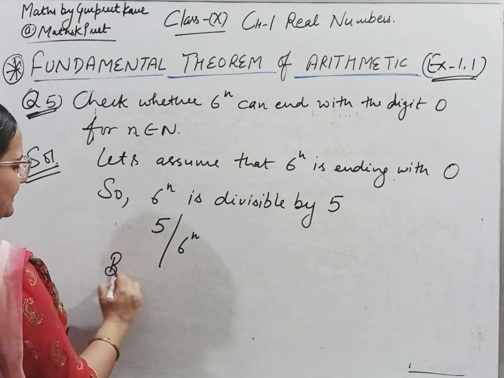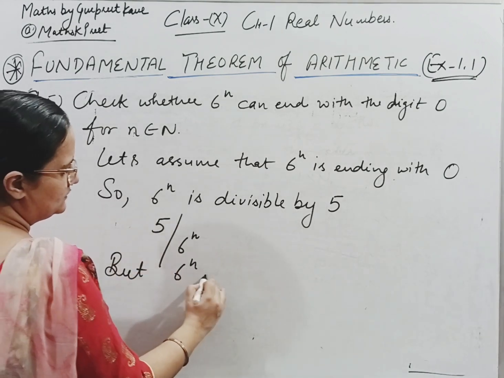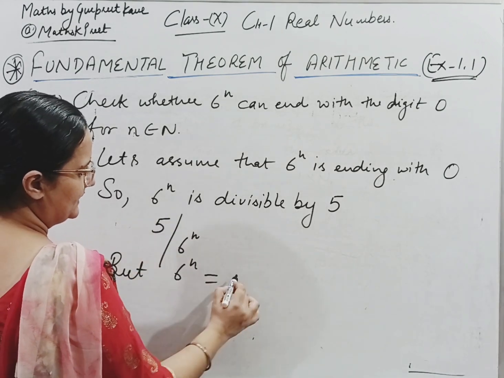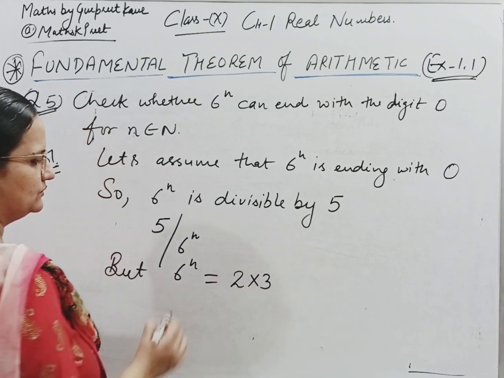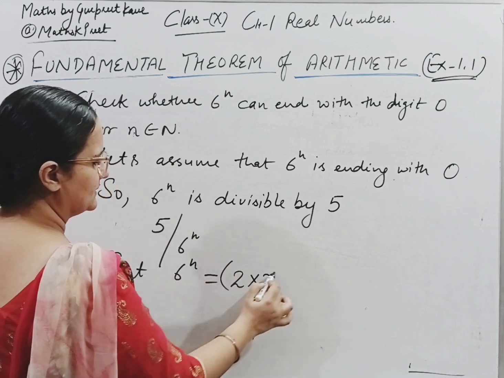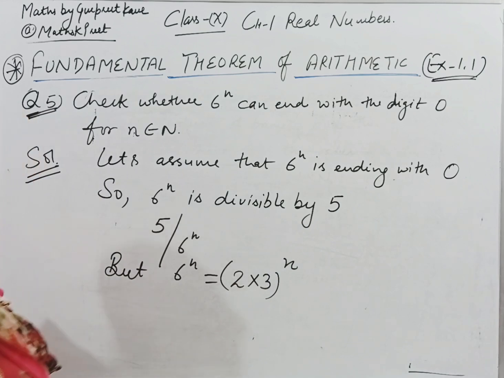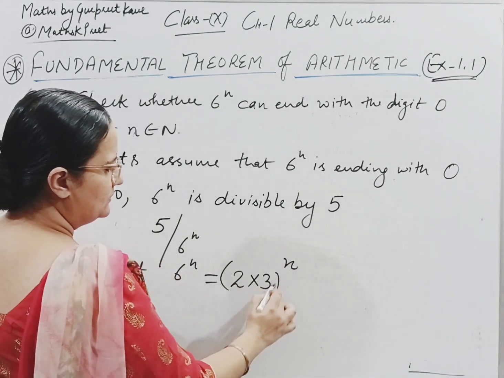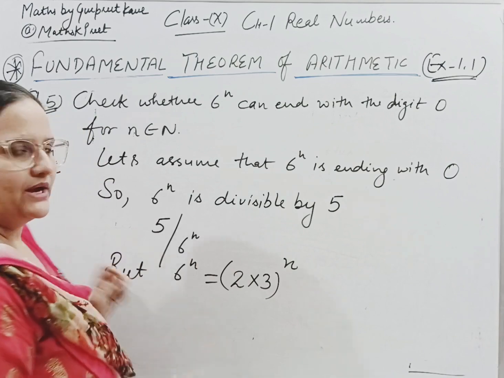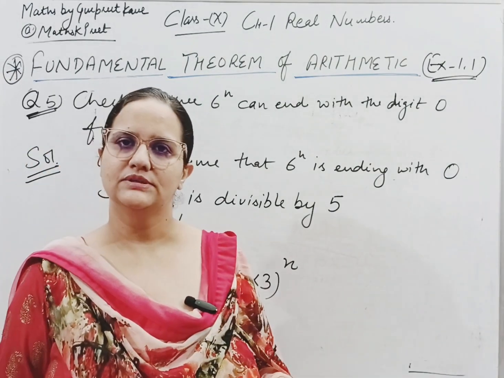But we know that 6 raised to power n can be written as, 6 can be expressed as the product of two primes, that are 2 into 3. So 2 into 3 is 6. Keep this power n as it is. So we can express this 6 as 2 into 3. There is no 5 in the prime factorization of 6.